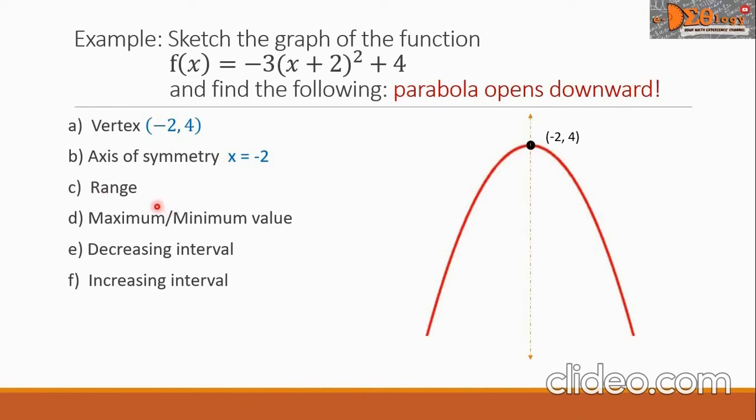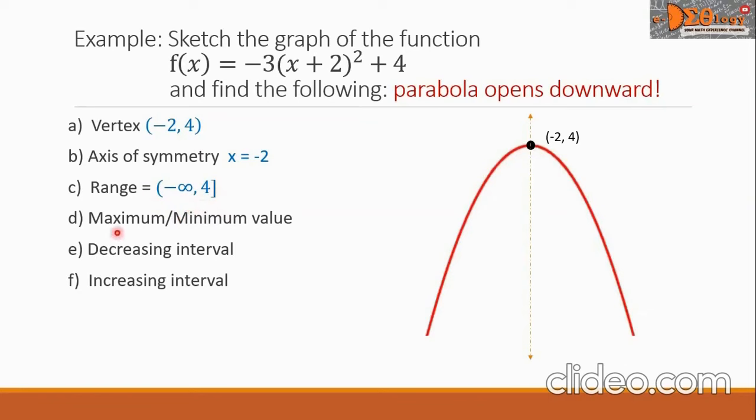For the range, we have the formula, the negative infinity, comma, k, and we use the square bracket. This k is the y-coordinate of the vertex. So we will just substitute the k. It becomes 4. The range now is negative infinity. Of course, we use the parentheses, then comma, 4, and the square bracket.